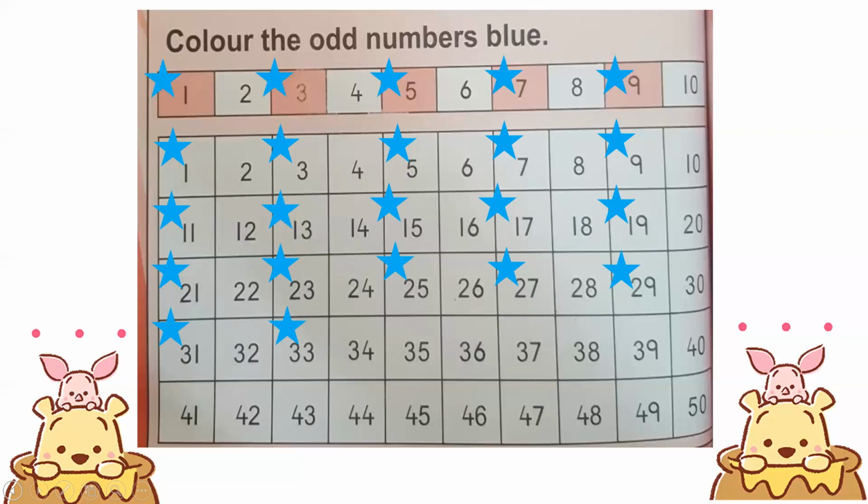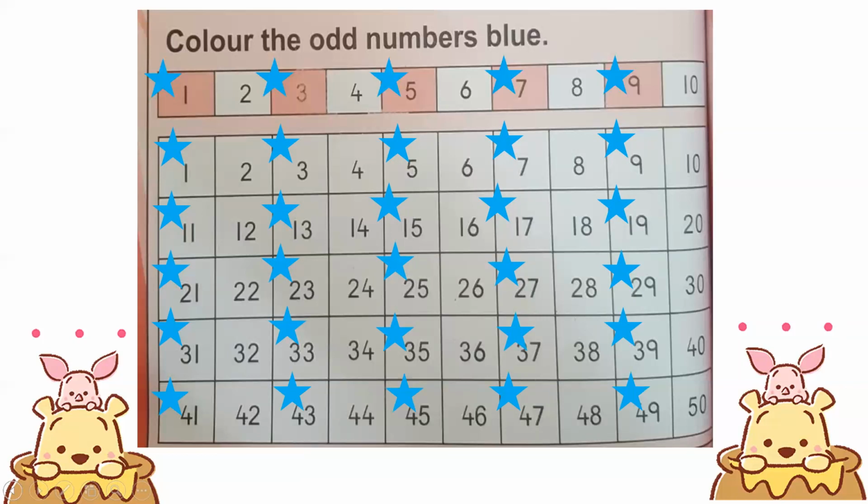The number 35, it's odd. Number 37 is odd. Number 39 is odd. Why? Because 3, 5, 7, and 9 are odd. Now look at the bottom row. 41 is odd. Why? Because the number 1 at the end is odd. 43 is odd because at the end it has 3 and that is odd. 45 is odd because at the end it is 5 and that is odd. 47 is odd. 49 is also odd. Why? Because at the end they have 7 and 9.